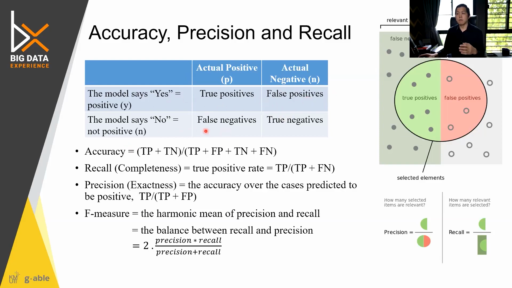False negative means missing that. In coronavirus testing, true positive means that you detect that the person has coronavirus. False positive means that the test says that the person has it, but actually doesn't. False negative is the test says that the person doesn't have it, but he or she actually has it. True negative means that you say correctly that this person doesn't have it.